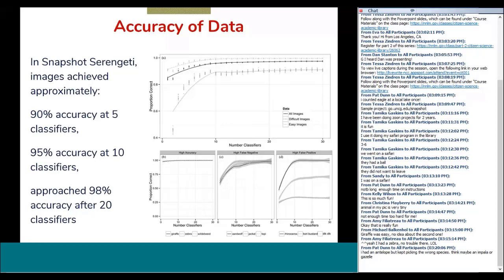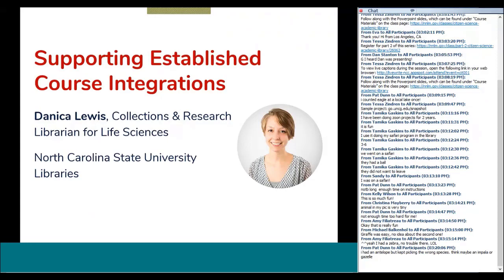As found in many other projects, citizen scientists' accuracy differed by species. A subset of species was perfectly classified regardless of how many times they appeared in the data set. These tended to be visually striking, like giraffes, lions, or zebras, and are clearly identifiable even to inexperienced volunteers. The key to success in their accuracy was the use of multiple classifiers for each image. The images achieved approximately 90% accuracy with just 5 classifiers and 95% accuracy after 10. With that, we can transition into our next speaker, Danica, to talk about how you can use some of these projects in undergraduate courses.